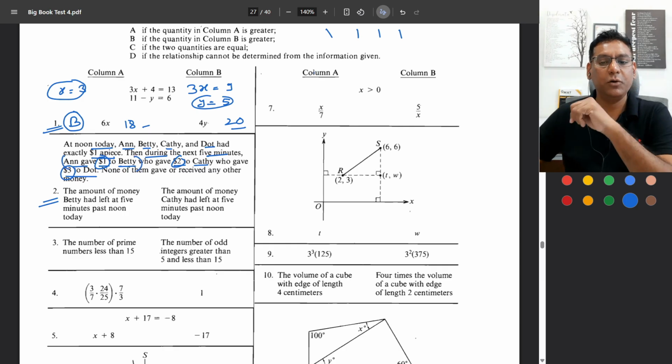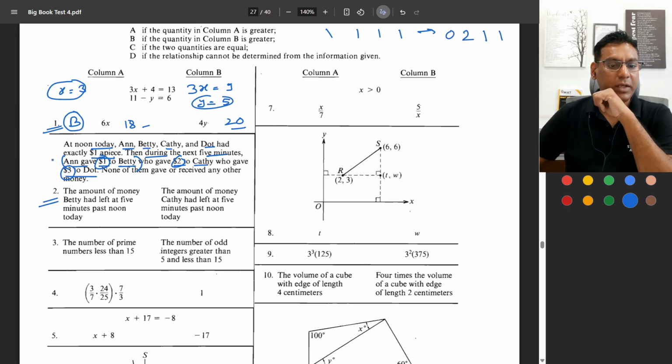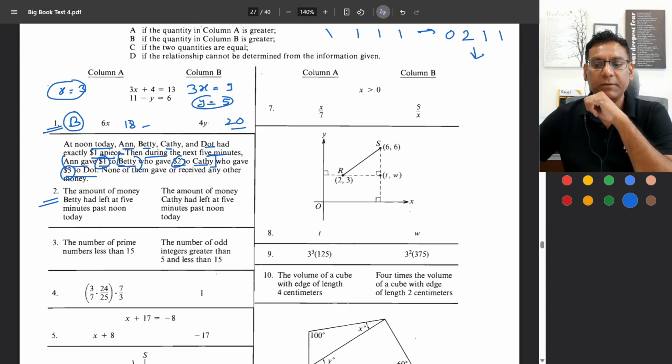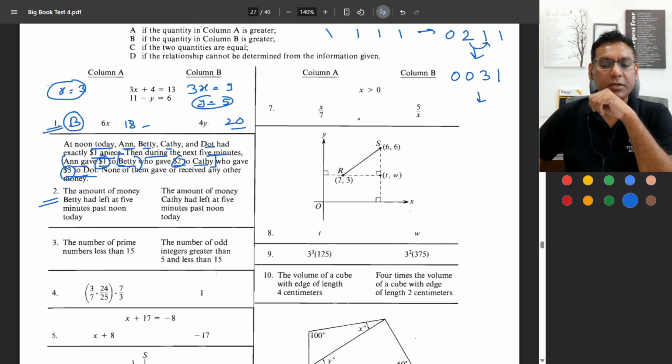A gives $1 to Betty, so that means now A has 0, B has 2, and 1, 1. Okay, but B gives $2 to Kathy. So B is giving $2 to Kathy, so that now we have 0, 0, 3, 1, right? So this is going from here to here, and then Kathy gives $3 to Dot, so we get 0, 0, 0.